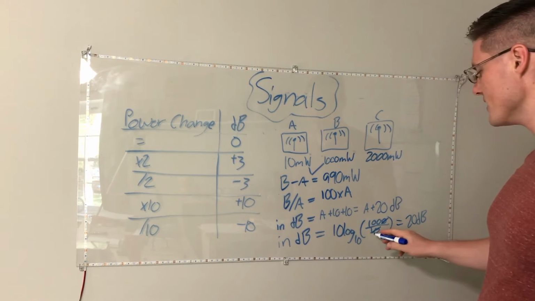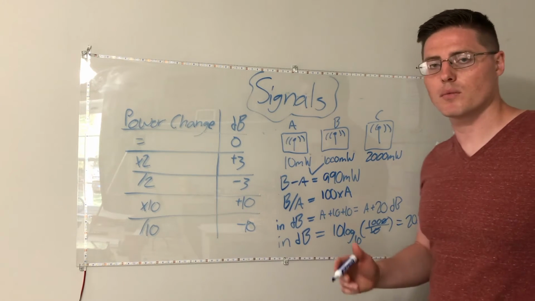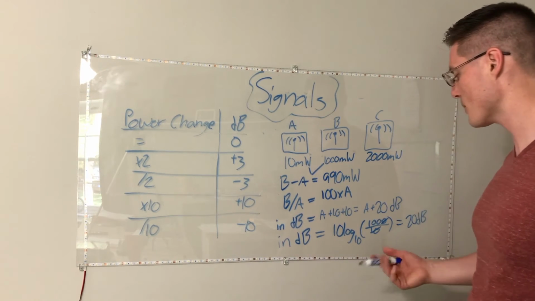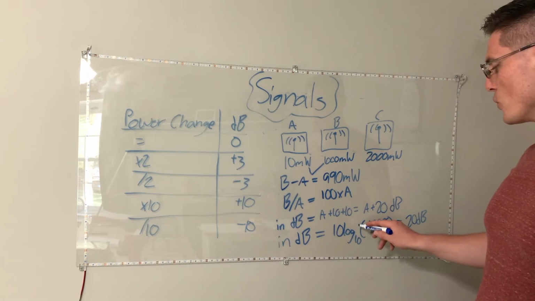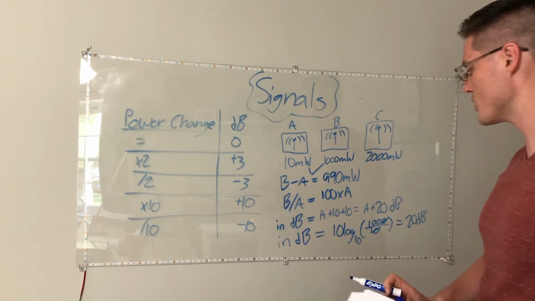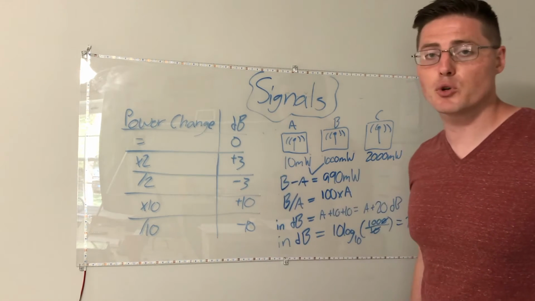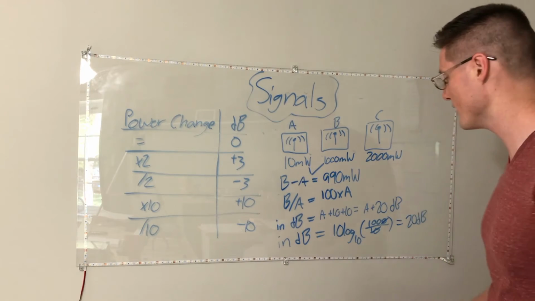And so in this scenario, we're having log base 10 of 100, which will equal 2. 2 times 10 will equal your 20, which is the same that we found when using the simple rules of power changes for decibel values.